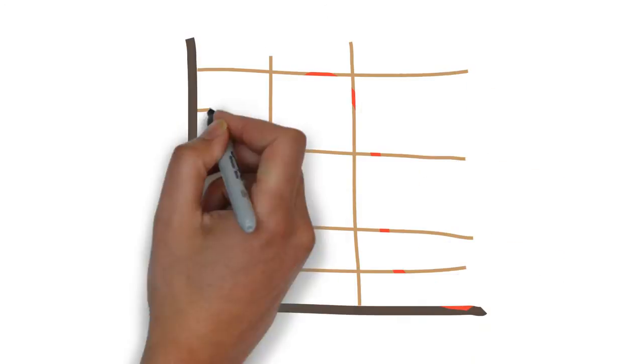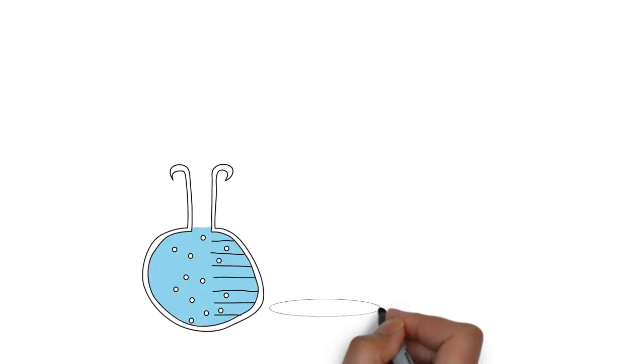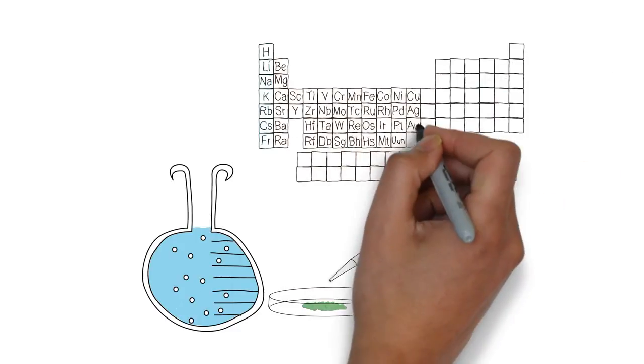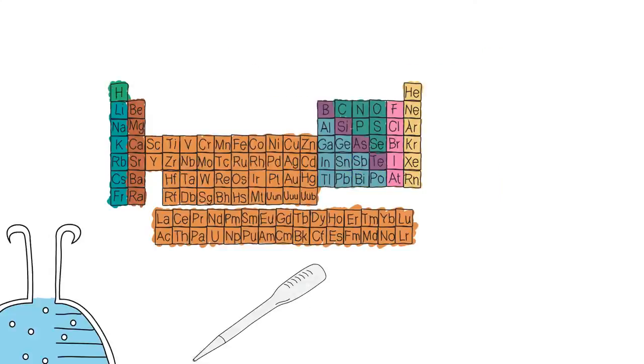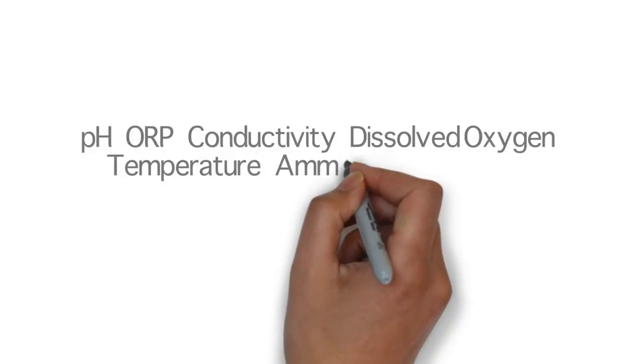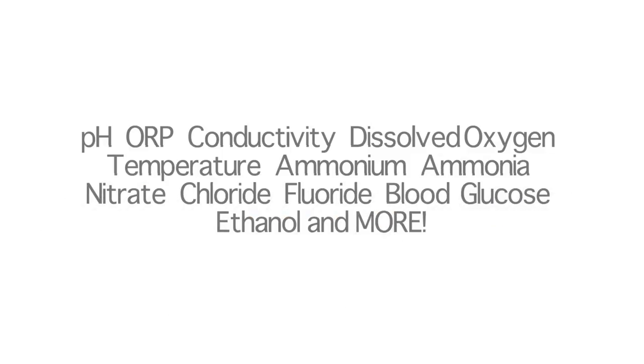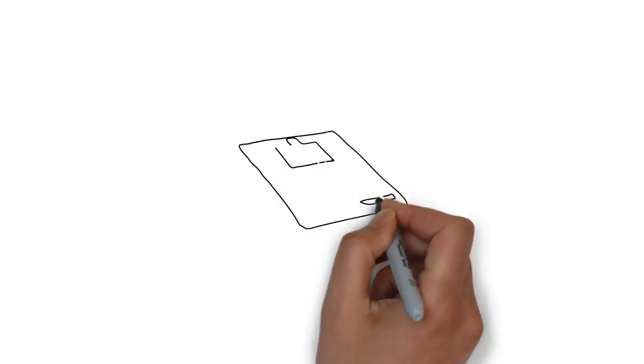Obtaining high-quality data is challenging in every sampling setting, and the laboratory is no exception. Whether it's the measurement of wastewater, drinking water, environmental samples, food and beverage, biotech, life sciences, and more, laboratory equipment must be versatile, accurate, and precise. With instruments that can measure pH, ORP, conductivity, dissolved oxygen, temperature, ammonium, ammonia, nitrate, chloride, fluoride, blood glucose, ethanol, and more, our versatile lab product offering is designed to meet the needs of our customers.